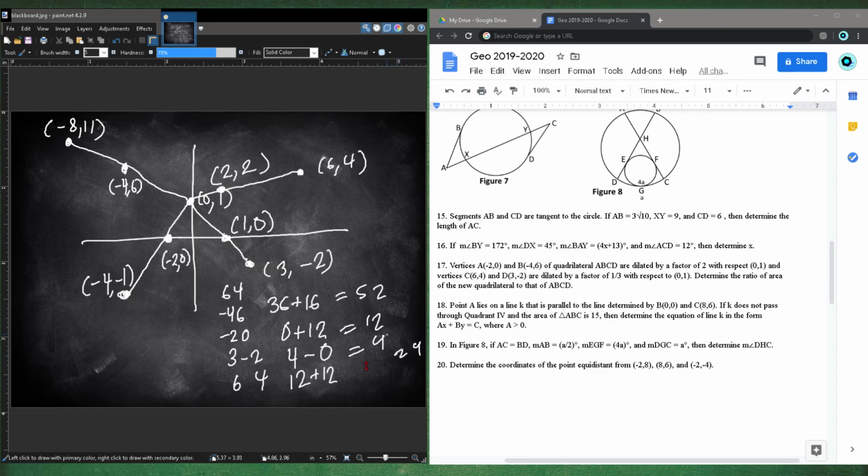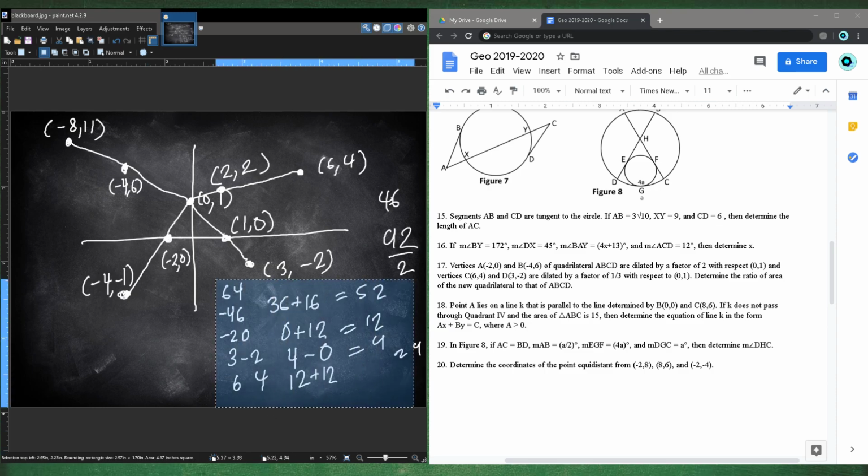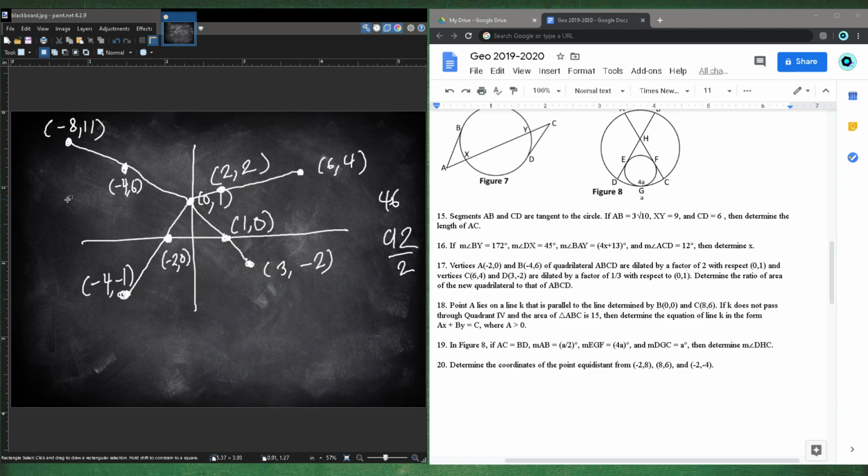So adding those together, that's 28, and that is 40, and that's 92. And then divide by 2 to get 46. And that's your area of that quadrilateral. Okay. Now we need to get the area of the other one, which is this one, which we changed, right? Because we need to find the ratio of the area of the new to the old.